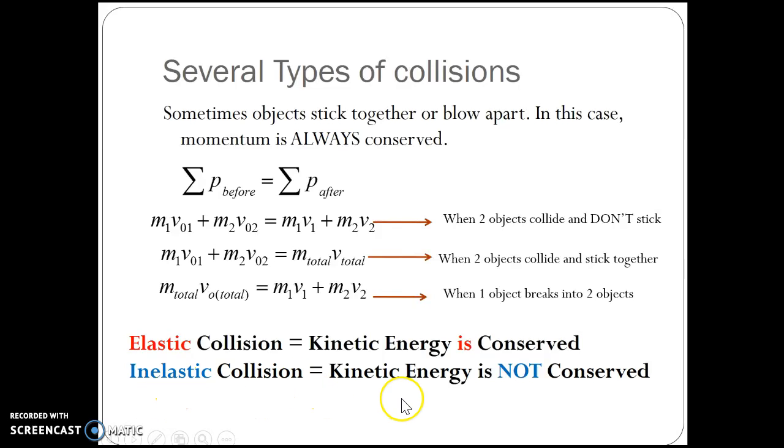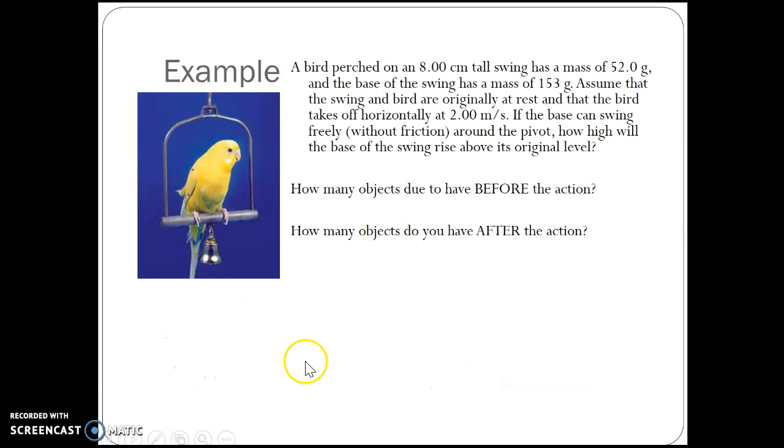In an inelastic collision, the kinetic energy is not conserved, right? So kinetic energy is different to start with and end with. Now, in both cases, momentum is still always conserved, okay? But sometimes kinetic energy is conserved, sometimes it's not. It depends on if it's elastic or inelastic.